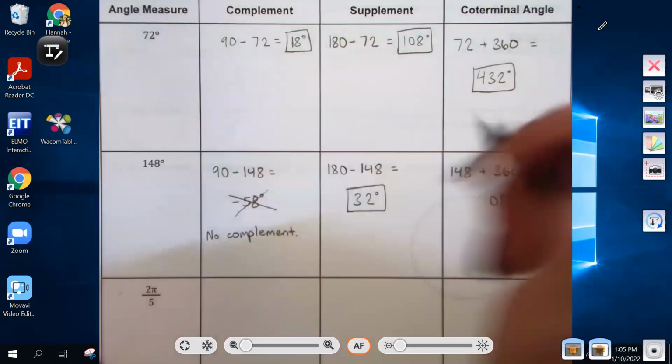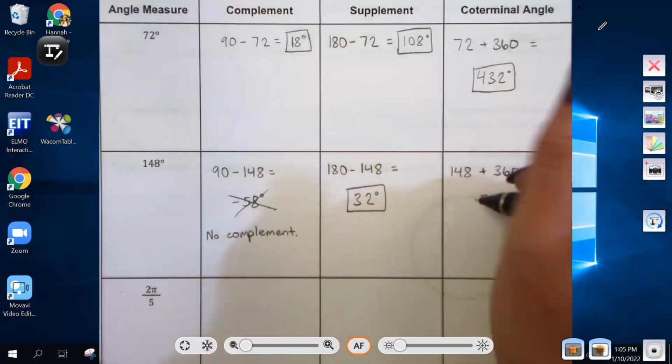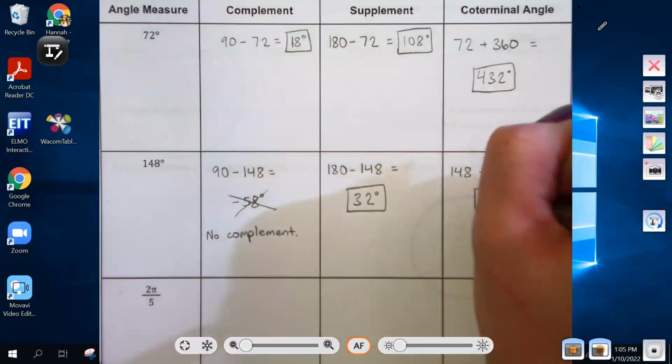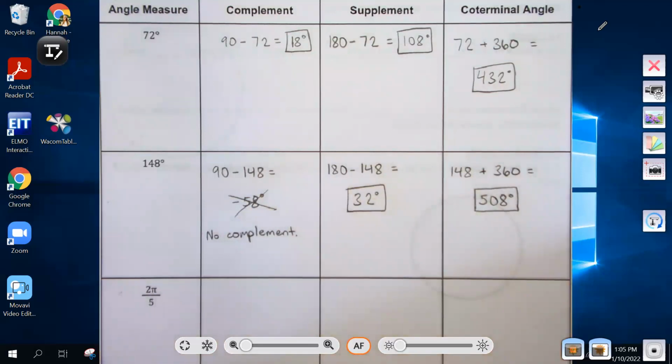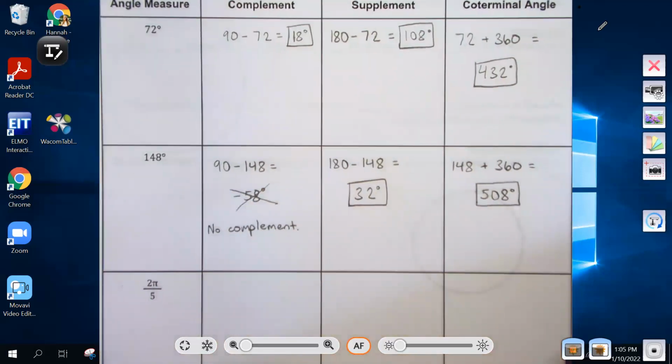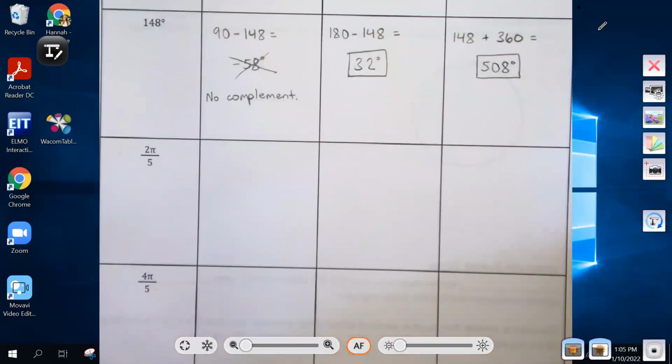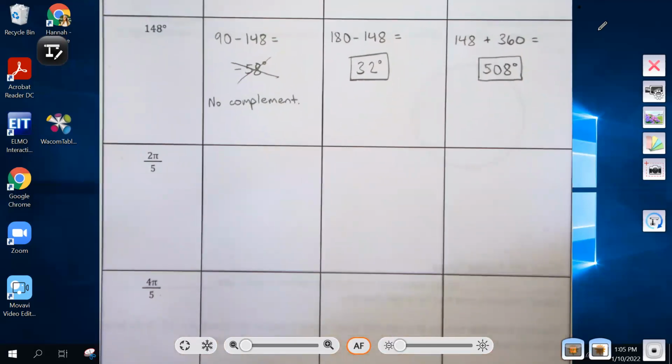Huh? I know. Someone told me 7. I trusted them. That's why you never trust me. I don't know. That's why I never trust me. Listen. I don't trust my mental math always either.